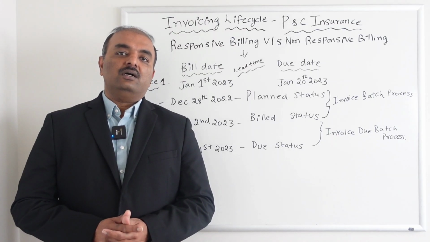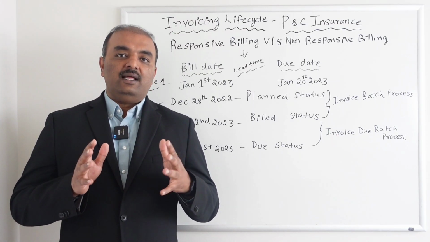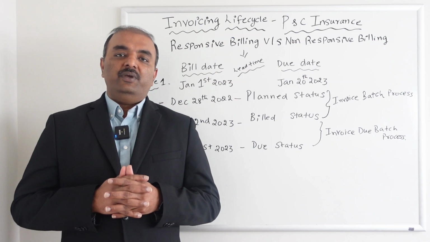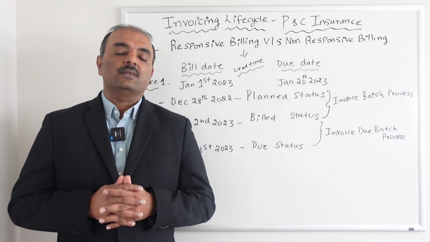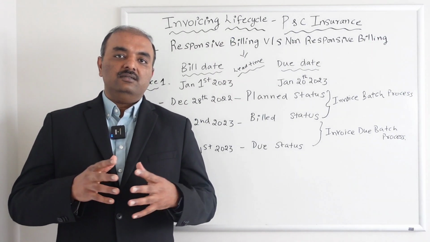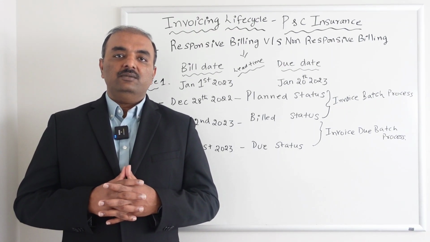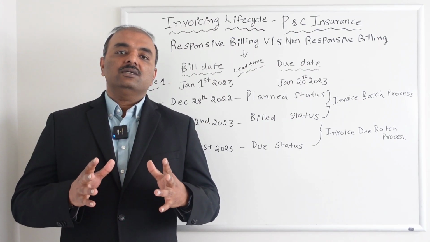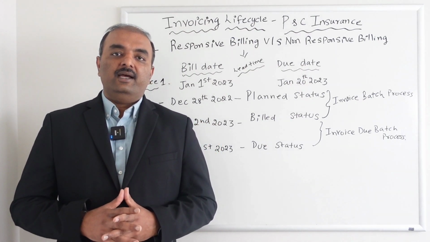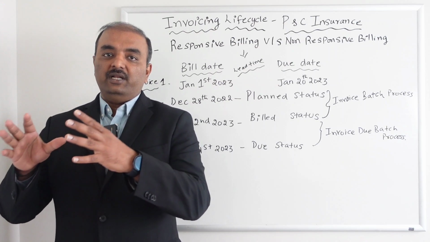Today I'm going to talk about invoicing life cycle in P&C insurance. Let's start this session with two different types of billing we have in P&C insurance. One is called responsive billing, the other one is called non-responsive billing.